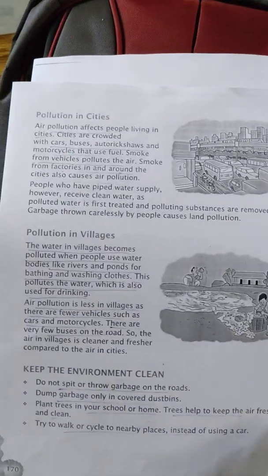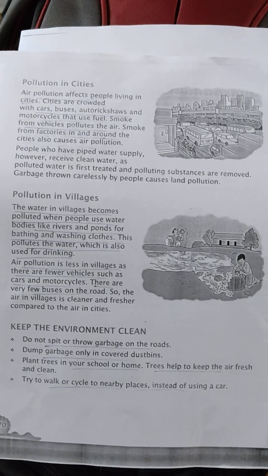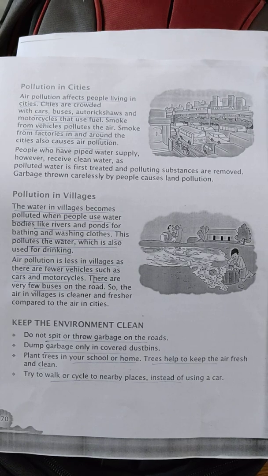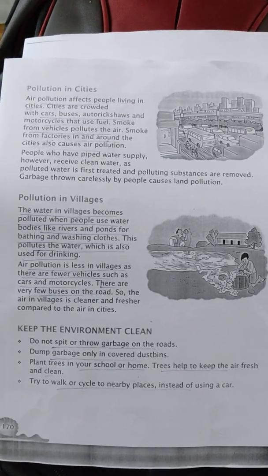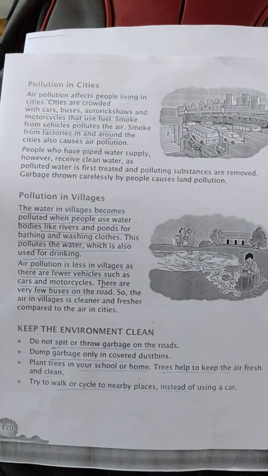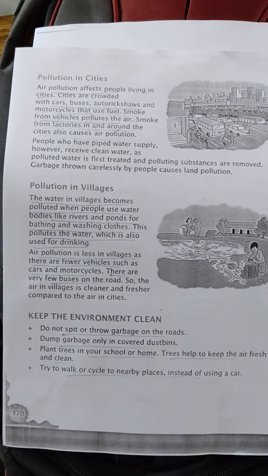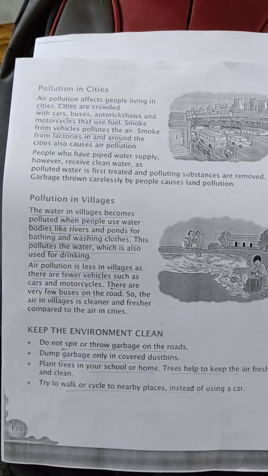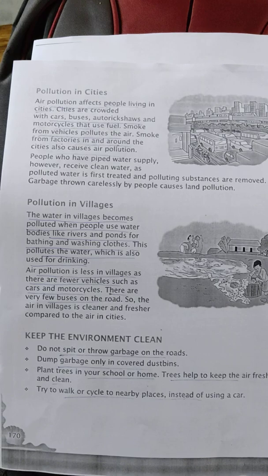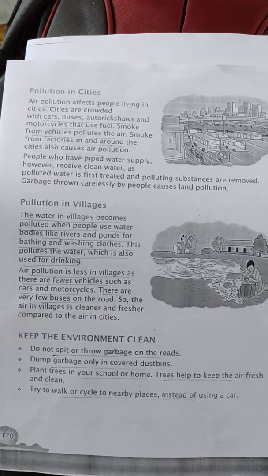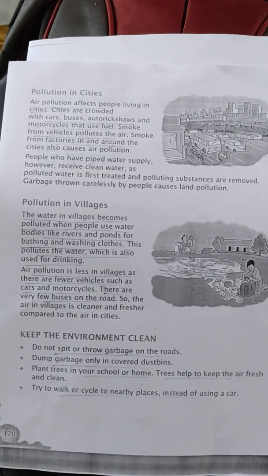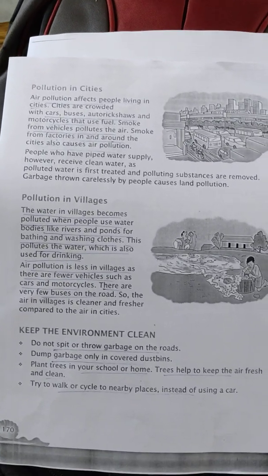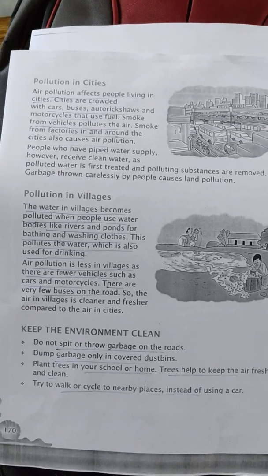Then next we have pollution in the cities. Air pollution affects people living in the cities. Cities are crowded with cars, buses, auto rickshaws and motorcycles that use fuel. We are using fuel like petrol and diesel in our vehicles, and whenever we are riding those vehicles, smoke is coming out from that. That's why we have more pollution in the cities. And smoke from factories in and around the cities also causes air pollution.